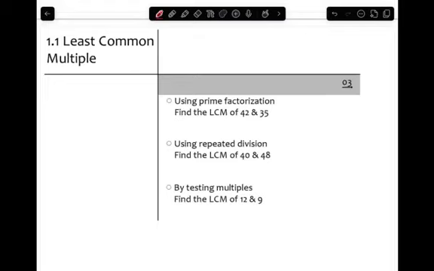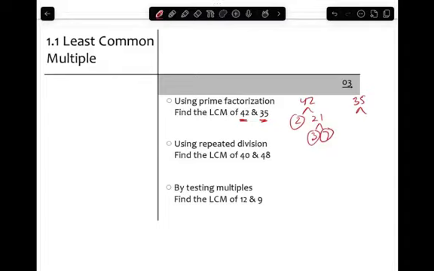So here, one possible way is to just create a factor tree for each of your numbers. So if we take 42 and we find the prime factors, we have 2 times 21. 21 is 3 times 7. So we have 2, 3, and 7 as factors. And 35 is just 7 and 5. So those are your prime factors.